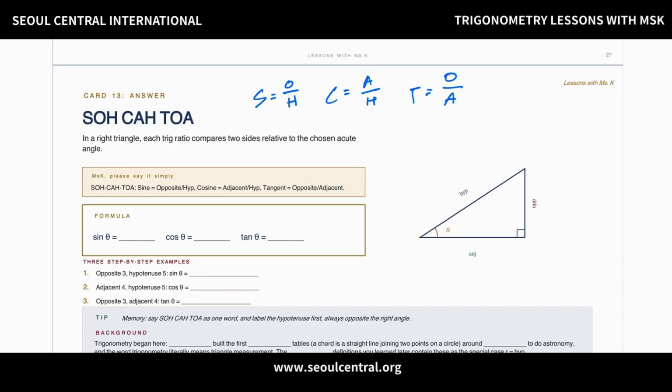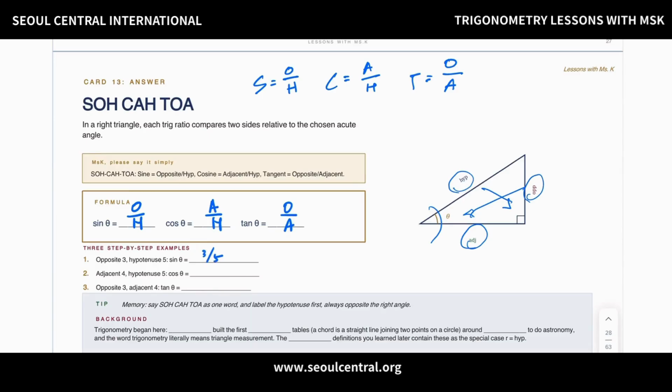Okay, so we can write that down again: opposite over hypotenuse, adjacent over hypotenuse, and opposite over adjacent. Then our labels are here. Adjacent means that it's just touching this angle, hypotenuse is always the longest and across from our 90-degree angle, and opposite is across from the angle that we want. So if opposite is 3 and hypotenuse is 5, then sine theta would be 3 over 5.